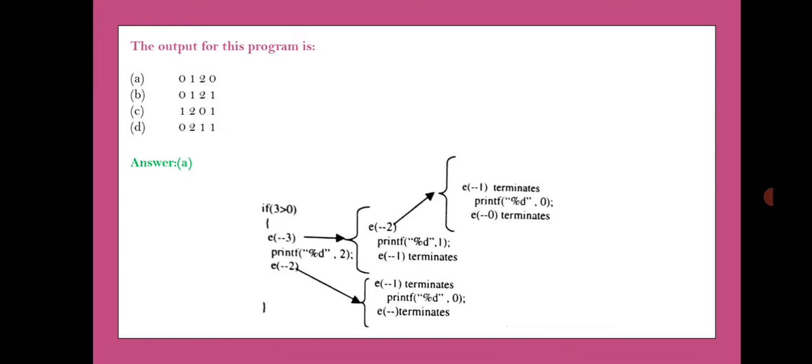So e of minus minus 3 will execute like, once again, e of minus minus 2, printf percentage d comma 1, e of minus minus 1, right, before the printf. So once again we are calling e of minus minus 2, which will become e of minus minus 1, which terminates, printf percentage d 0. E of minus minus 0 terminates because n is not greater than 0.